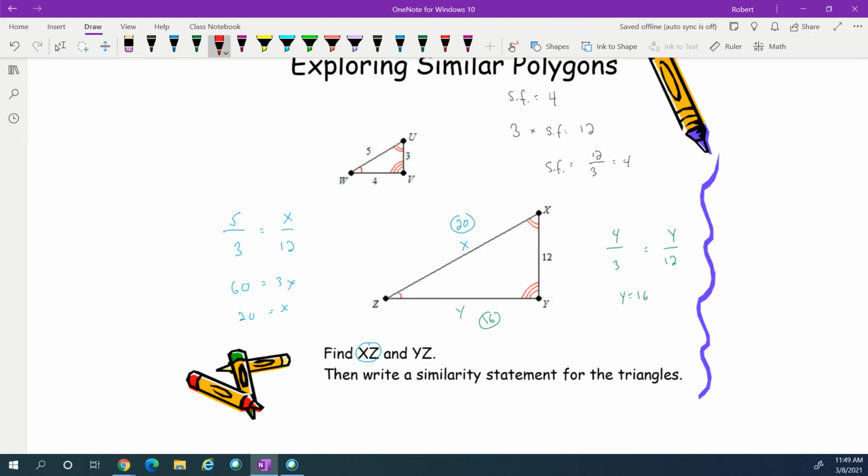Finally, in this question, we are asked to write a similarity statement. So remember, just like congruence, the first triangle you can name however you want. The second triangle has to be in corresponding order. So for example, my first triangle, if I do W, V, U is similar, and I'm going to follow it up with Z, Y, X. Corresponding order. So I went angles 1, 3, 2. I'm going to follow that with 1, 3, 2.